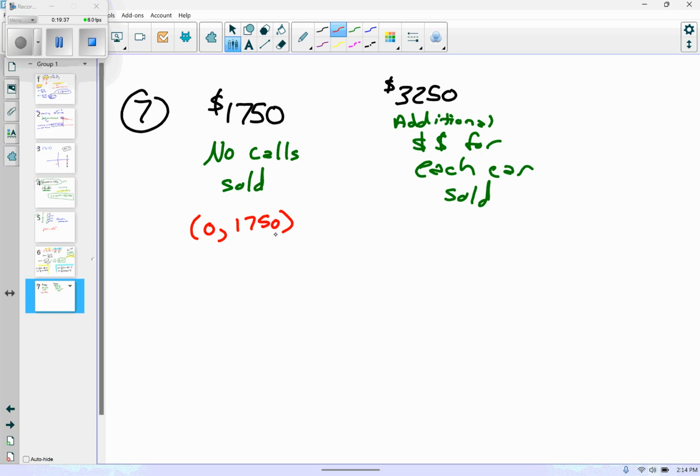It looks like the y-intercept. And the reason we know that's the y-intercept is I have a 0 in the x spot. Good job, Sean. This is our b value. Agree? So is everyone okay that we're calling that b? You understand why? I sell no cars, $1,750.